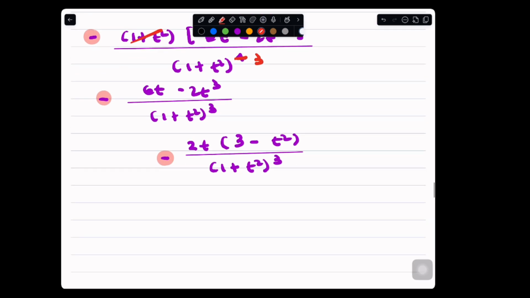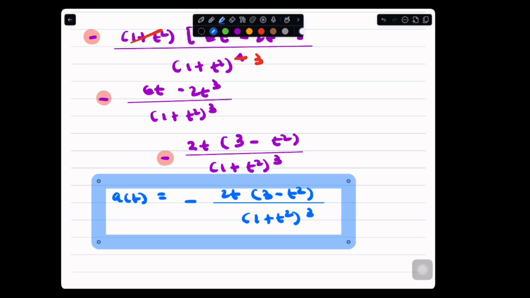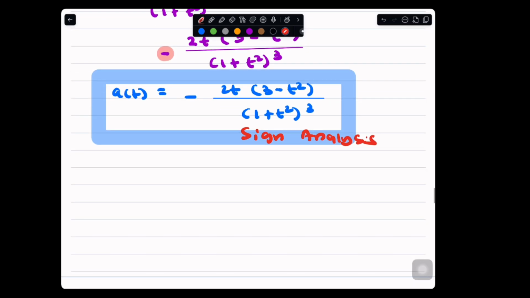All right, what is this? This is our acceleration. So as you guys can see, yes, there is algebra. That's what they want you to get. They want you to get the acceleration function. Okay. So we have to perform what on this function? The sign analysis on that function. You go, okay, what is sign analysis on that?